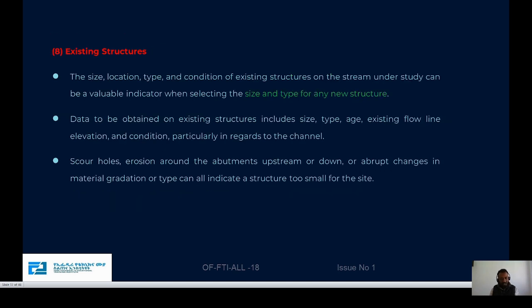The existing structure is also very important, collecting information about the existing structures, culverts, and ditches. The size and the type of the structures will be very important to construct the new structures. The size and the types will be related to the existing structures. We check whether the structure is adequate or the capacity is below the coming waters.